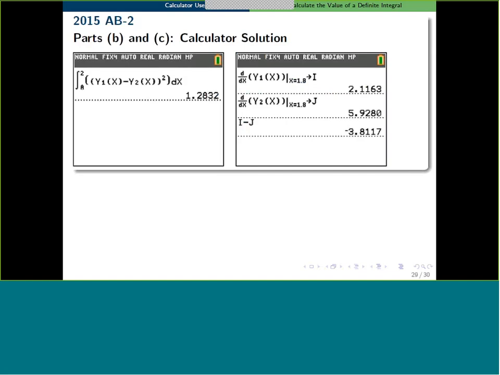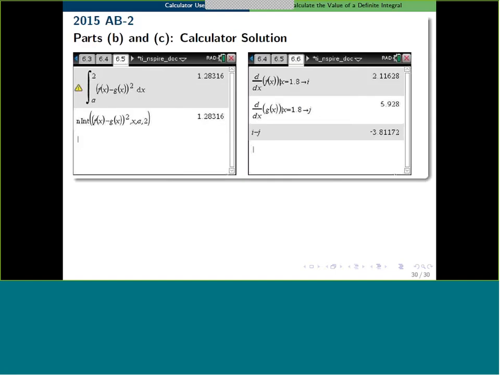And finally, over here for parts B and C, there's a definite integral for finding the volume of that solid. And on the right-hand side, there's the answer to part C. I found the two numerical derivatives. Again, my style is to do this in steps. And I took I minus j to find the actual derivative of h at 1.8.